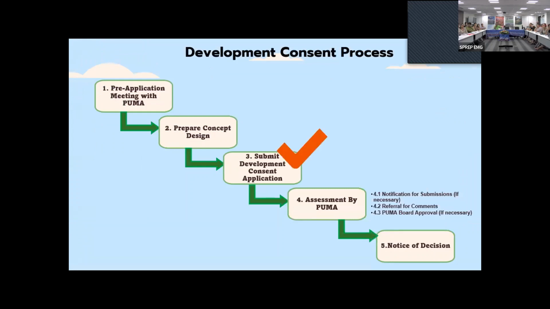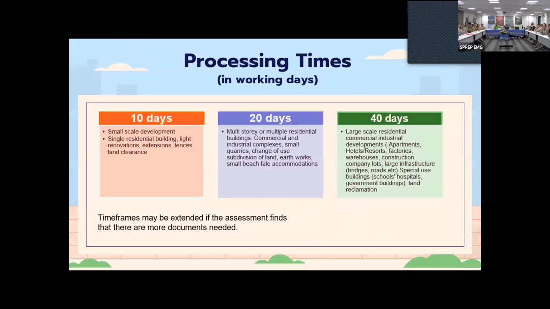Your application is lodged, and then you await the assessment by PUMA, and this is what we will go into: processing times. Again, these times are given in working days, and the processing time depends on the scale and the nature of your development. For small-scale developments, for example, a simple residential building, you just intend to build your house and a nice fence around it, light renovations to your existing building, an extension like adding a deck to a house you already have, fences, small land parcels, that will take about 10 working days.